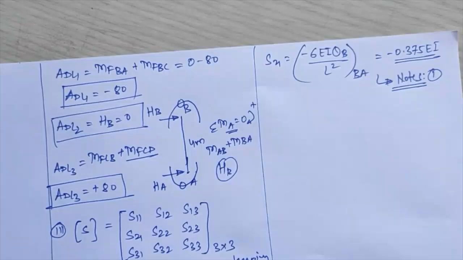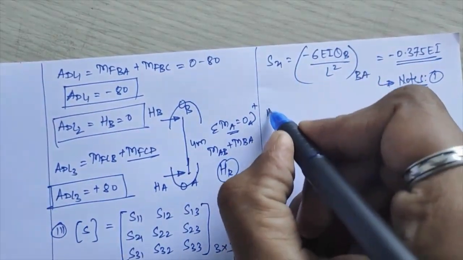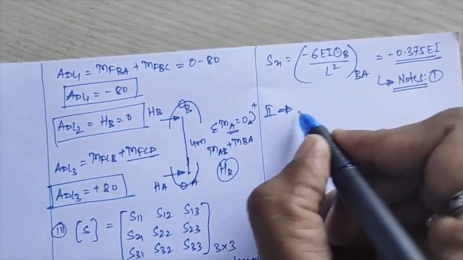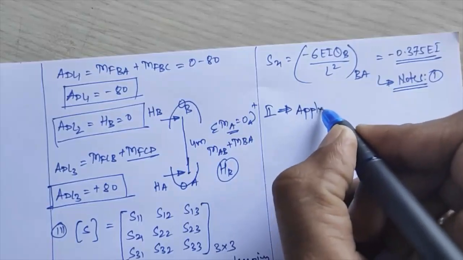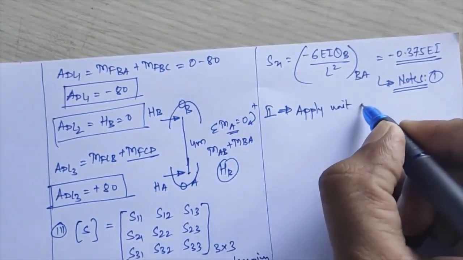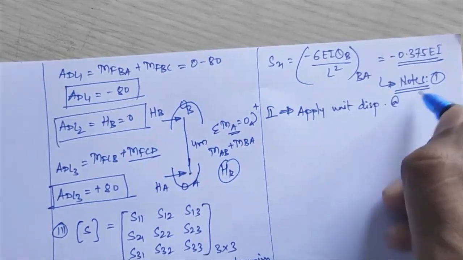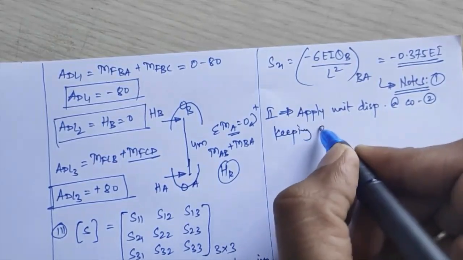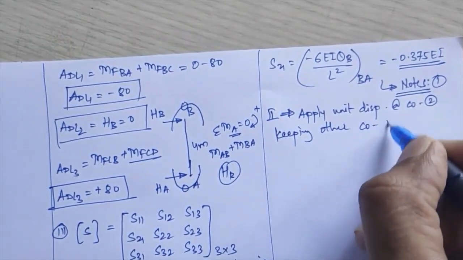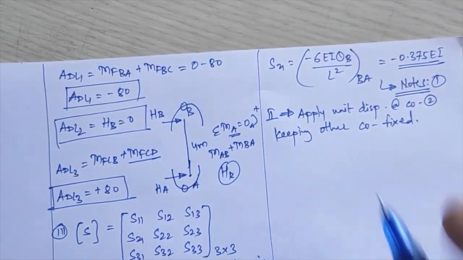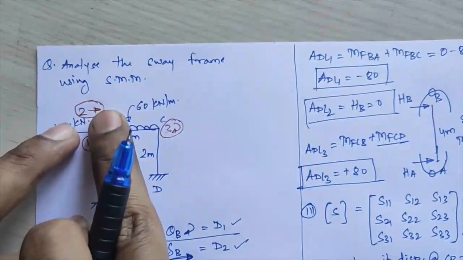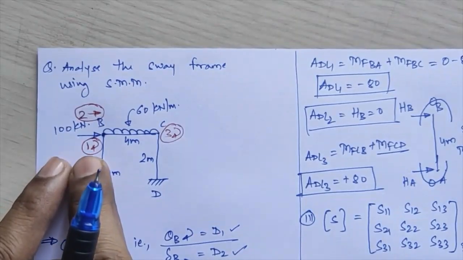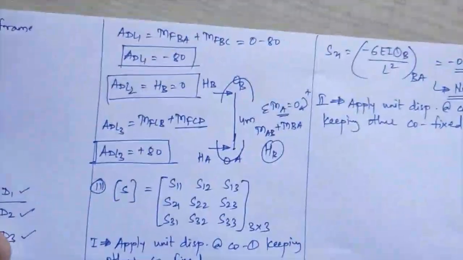Now we will move to your second Roman, that is Roman 2. So for Roman 2, what you have to do now? You have to apply unit displacement at coordinate 2, keeping other coordinates again fixed. That means you have to now release joint B for horizontal sway, that is the translational displacement, and you have to fix it for the rotation here. So I will draw the diagram again.